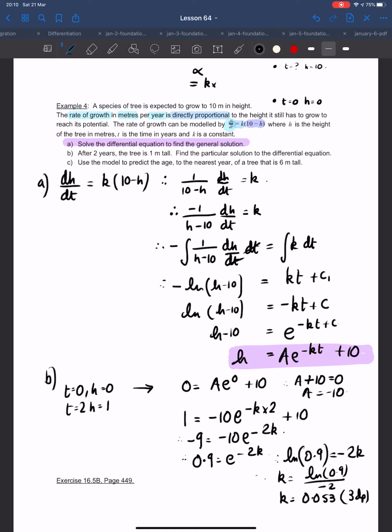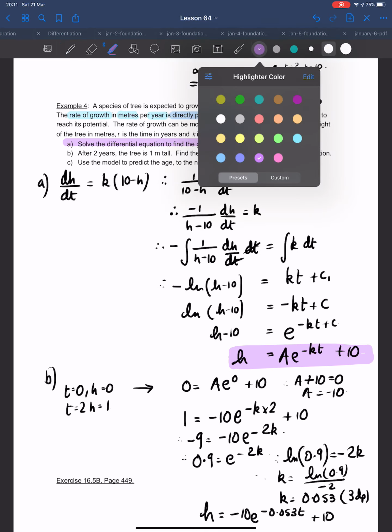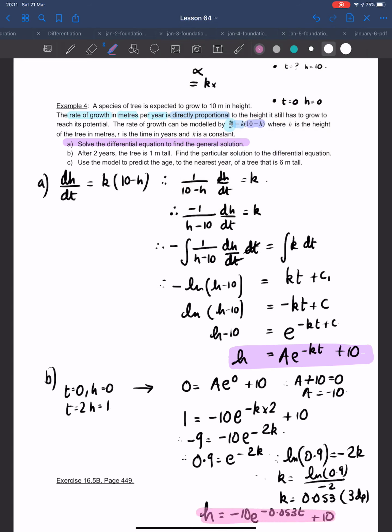Anyway, so eventually we have, what have we got? I've got my k, got my A. So the height is A, which was minus 10, e to the minus kt, minus 0.053 t, plus 10. Yeah, there we go. Oh, and end of the pastel colours, so let's go to pink for that one there. Pink there, and that's for that one there. I've also used all this information there, that information as well.